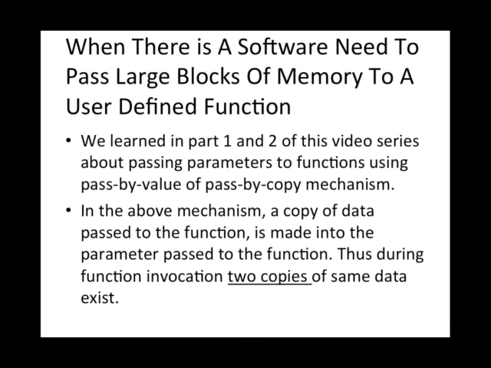Okay, so when there is a software need to pass large blocks of memory to a user-defined function, that's where pointers become very important. We learned in part 1 and part 2 of this video series about passing parameters to functions using pass by value, which is the pass by copy mechanism. In this mechanism, a copy of the data passed to the function is made into the parameter of the function. Therefore, during the function invocation, two copies of the same data exist. That's the pass by value or pass by copy mechanism.